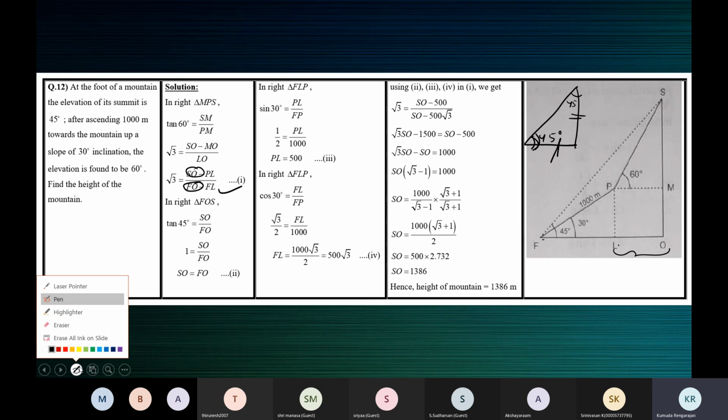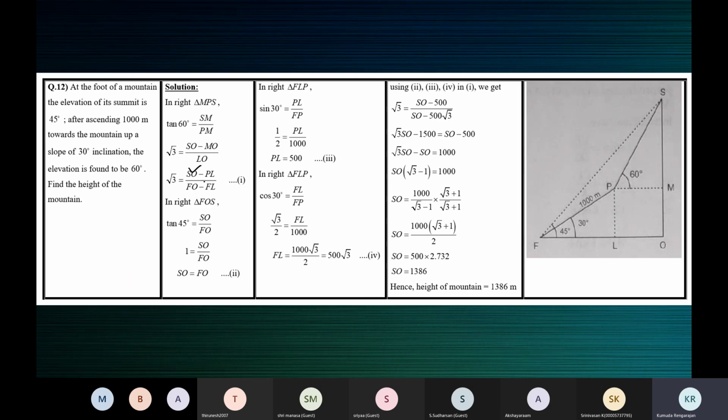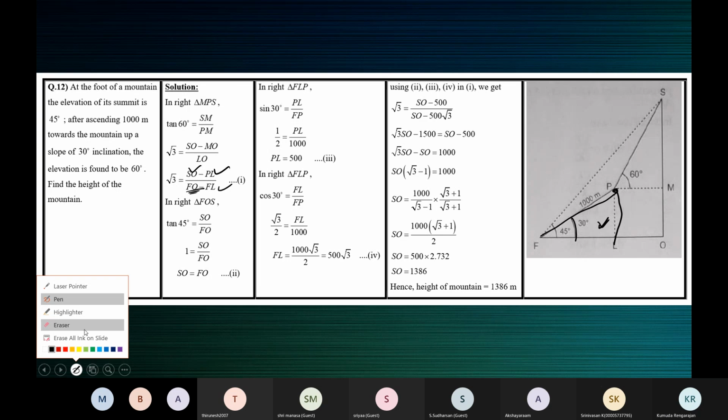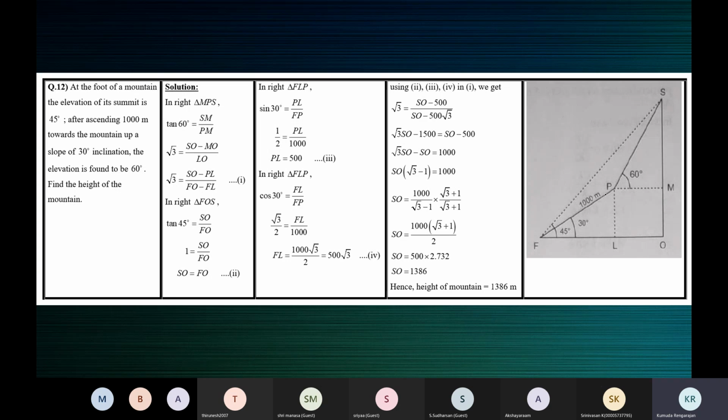See, why didn't we further change SO? Because that is the height of the mountain which we need to find. FO also we won't change because FO is equal to SO. That's the height of the mountain. Now PL and FL, why are we not changing them further? Because the length of PL can be found using this right triangle. We have an angle of 30 degrees and we have the hypotenuse, 1000 meters. You can find the length of PL.